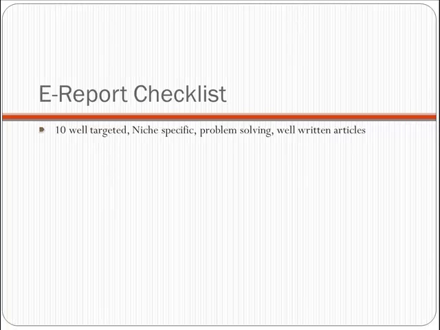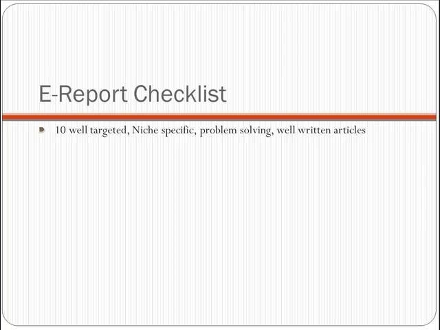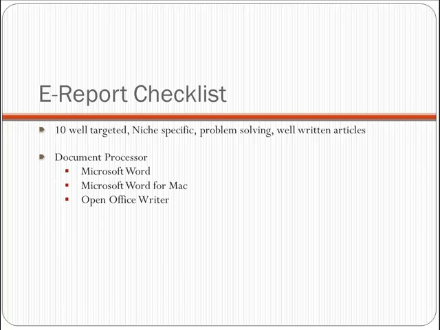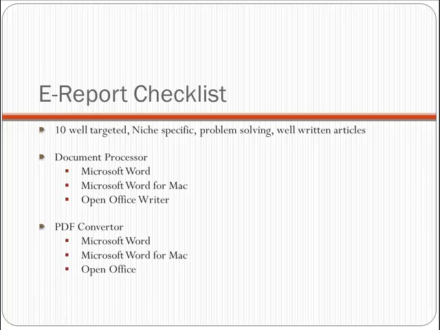Here's your e-report checklist. You're going to need 10 well-targeted, niche-specific, problem-solving, well-written articles. You're going to need a document processor. You can use Microsoft Word, Microsoft Word for the Mac, or OpenOffice Writer. openoffice.org again has a nice one just like Microsoft Word. If you want a free route to go, it works very well. I would recommend that. PDF converter: Microsoft Word comes with one.